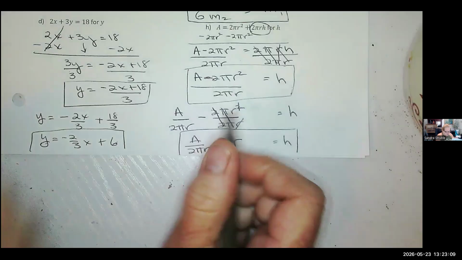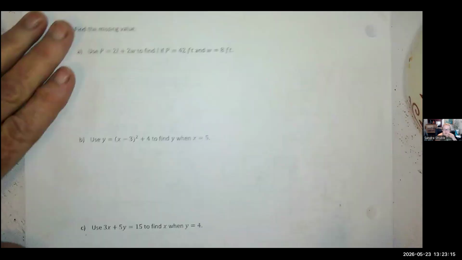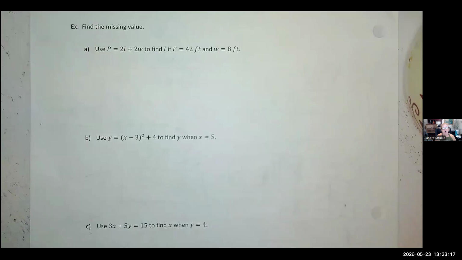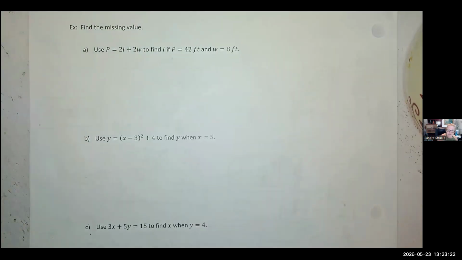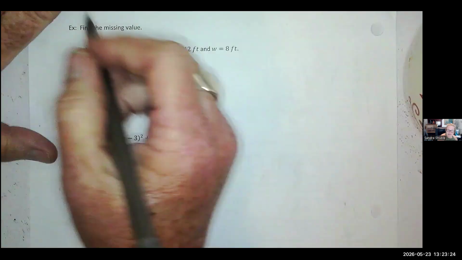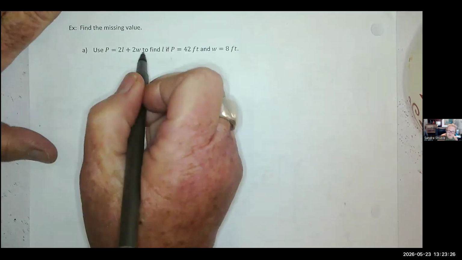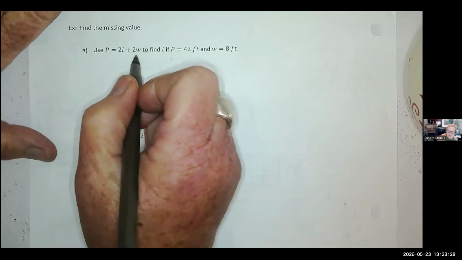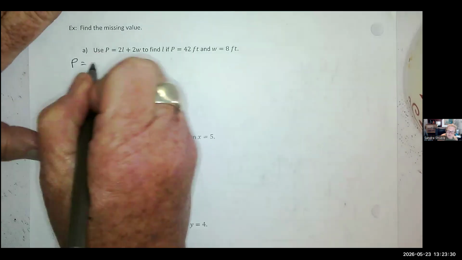All right, last page. Find the missing value. Here's where we're going to substitute. We're going to substitute the numbers for the variables and solve. All right, we're evaluating at this point. So P is equal to 2L plus 2W. Again, this is for my problem solving folks who are moving on. Perimeter is 2 times the length plus 2 times the width.